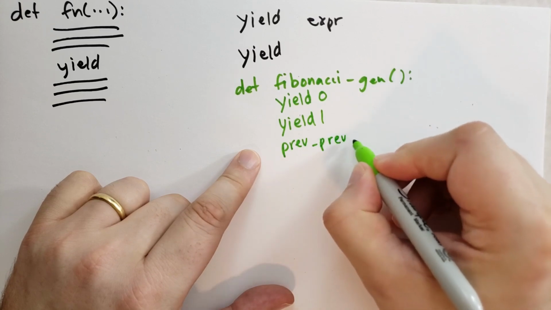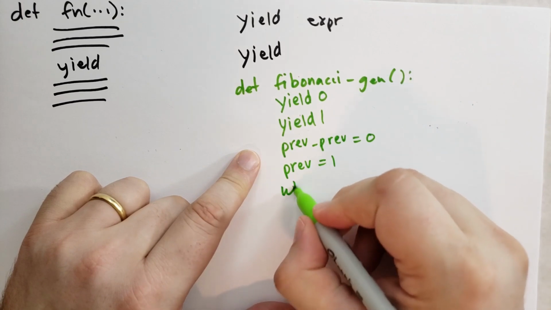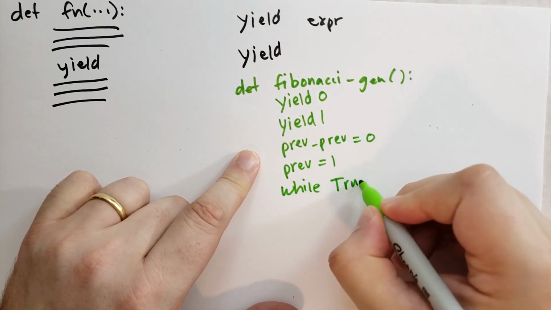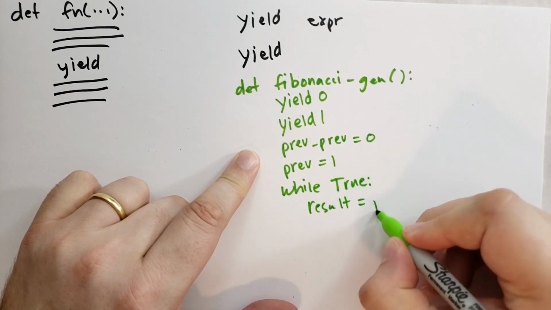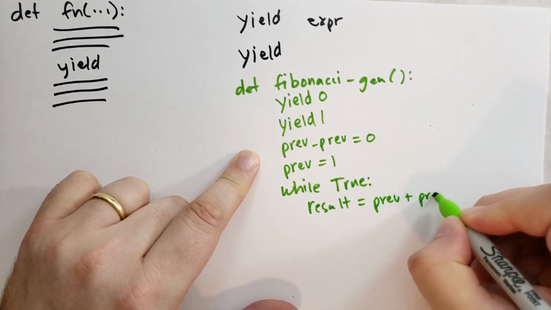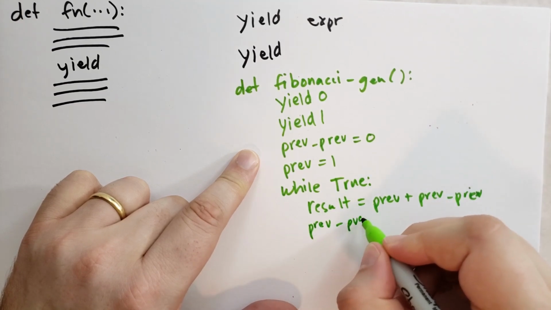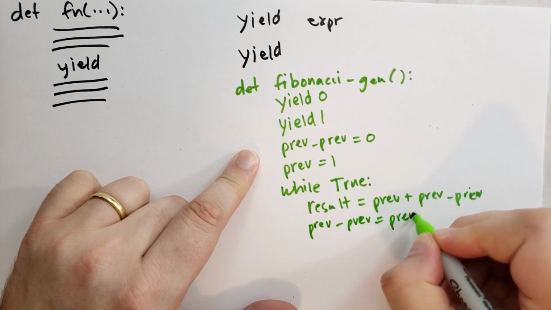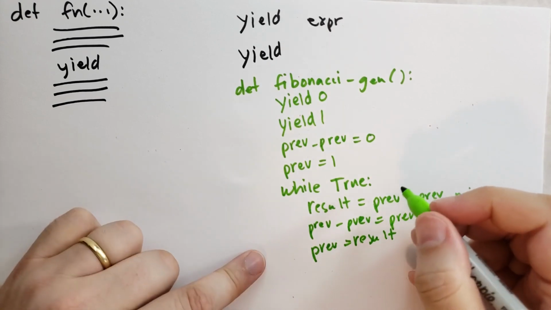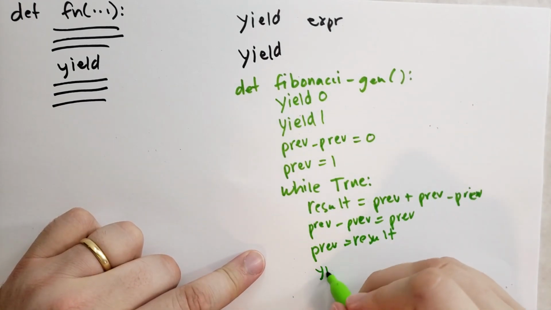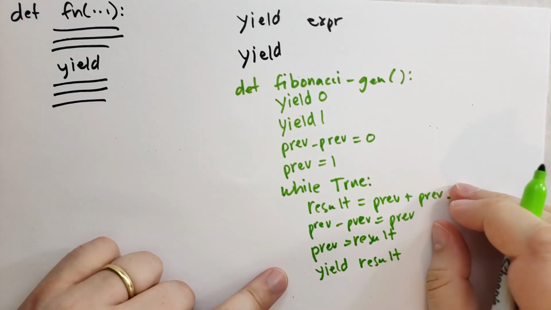We'll remember the previous values just like before, and we'll infinitely loop, calculating the new result each time. Moving the previous results down. And then yielding that result. Note that this function never returns.